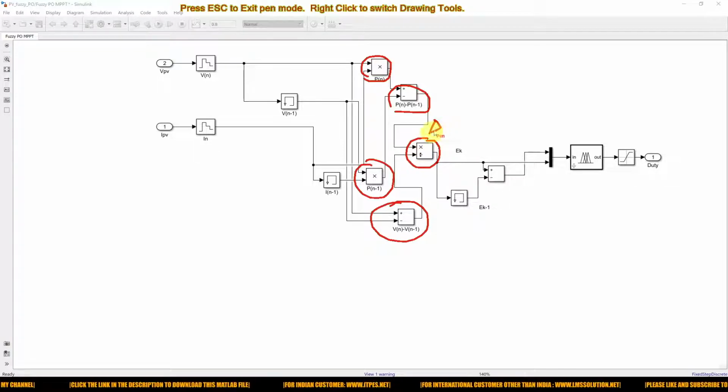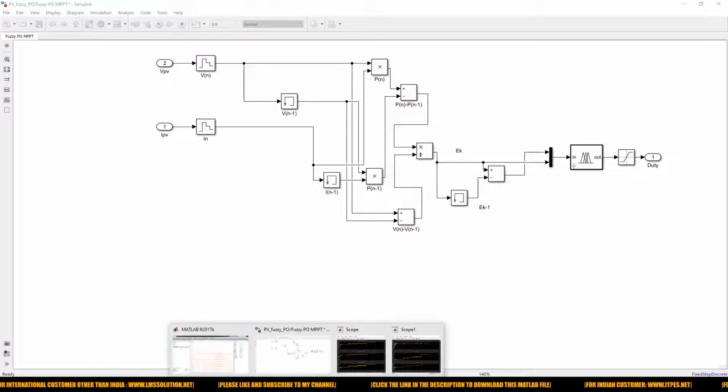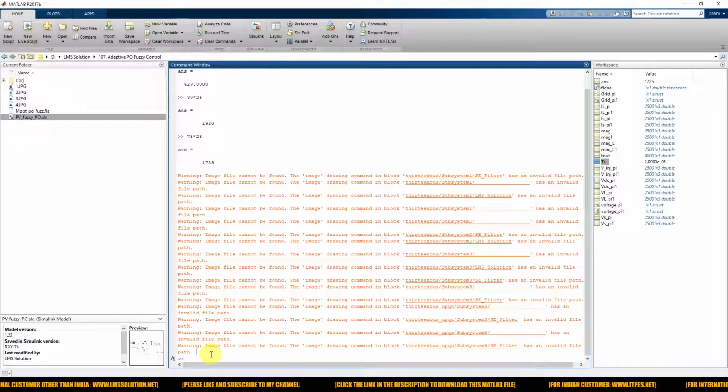After that we are dividing them here. So this is nothing but del P divided by del V, which is the slope of the PV characteristics of the PV panel. This is considered as the error, and here we are calculating the rate of change of error. This will be the input for the fuzzy logic system. The output of this fuzzy logic system is the duty cycle.